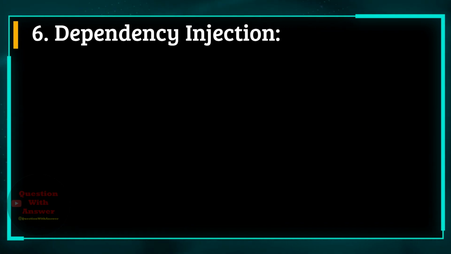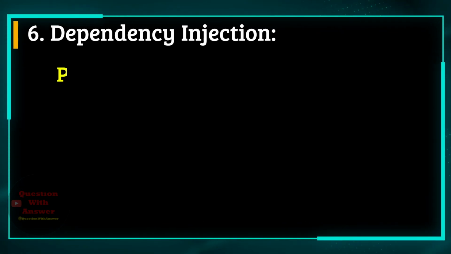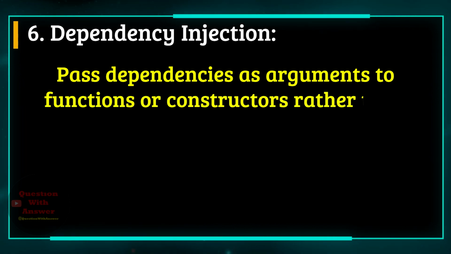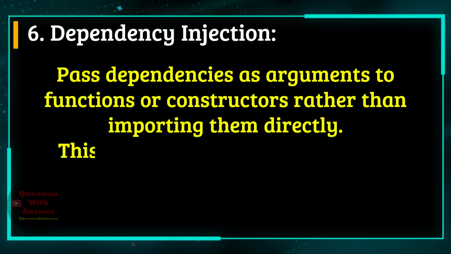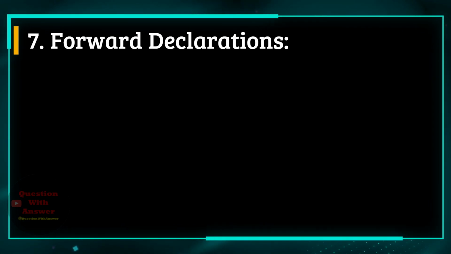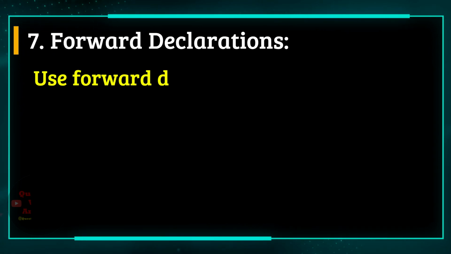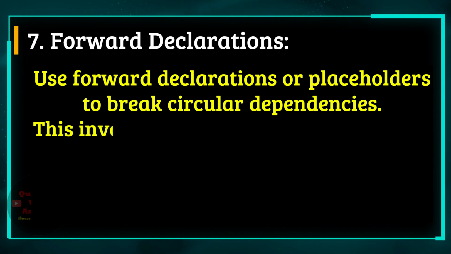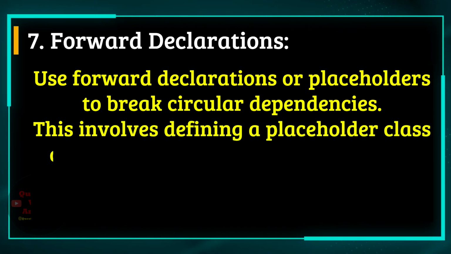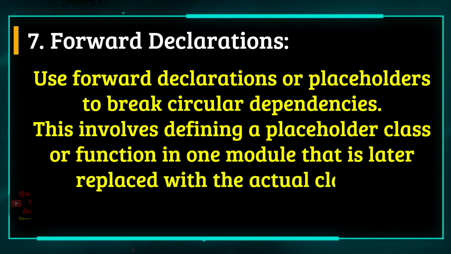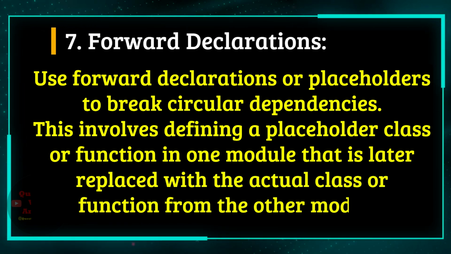6. Dependency injection. Pass dependencies as arguments to functions or constructors rather than importing them directly. This decouples modules and avoids circular dependencies. 7. Forward declarations. Use forward declarations or placeholders to break circular dependencies. This involves defining a placeholder class or function in one module that is later replaced with the actual class or function from the other module.